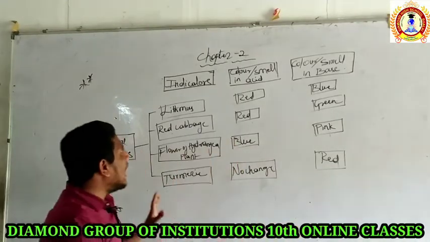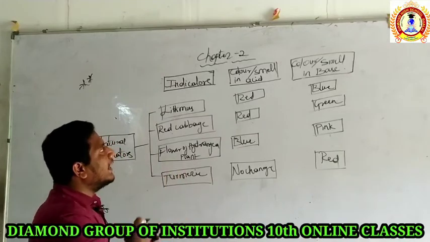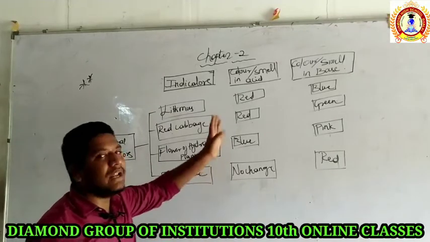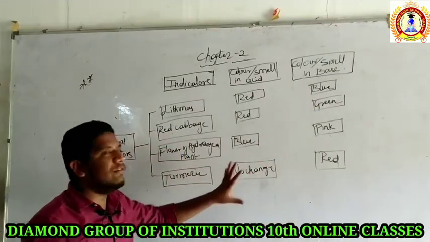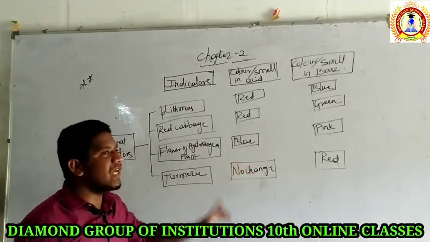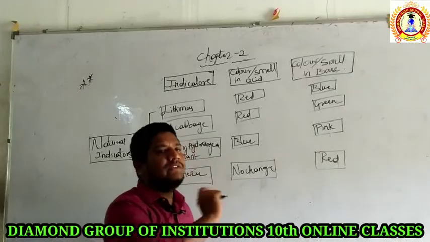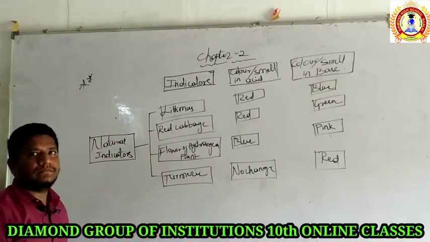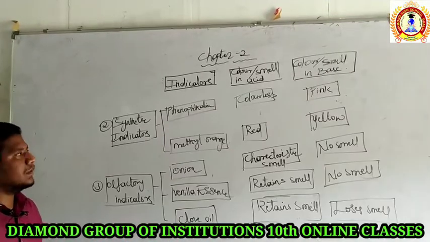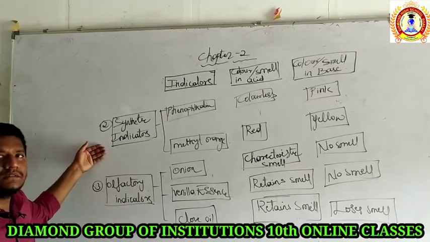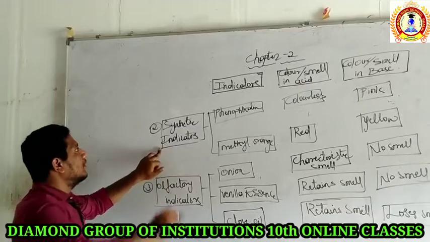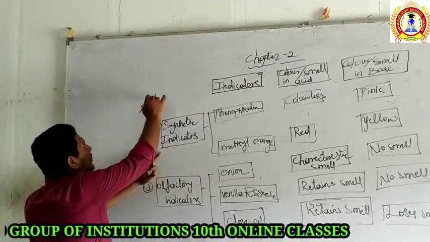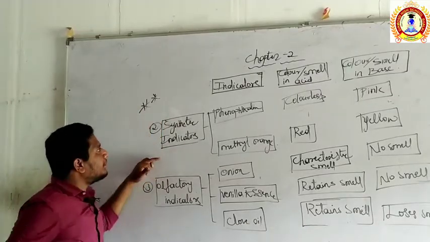So these are the indicators with their color in acid and their color in base. See this table very carefully. There will be a 1 mark question fixed on this topic. Here is the table for the second type of indicator, that is the synthetic indicator, right? So 1 mark will be fixed in these 3 types I already mentioned.